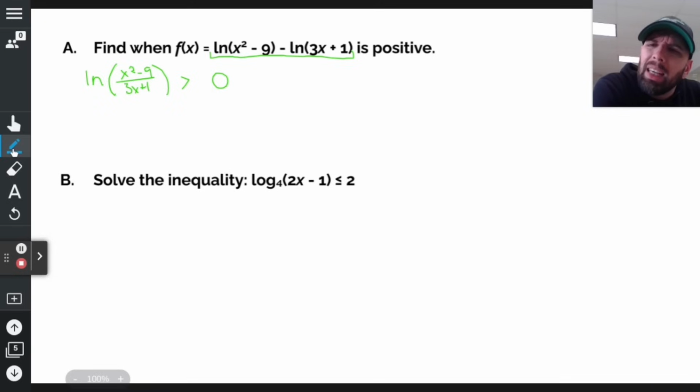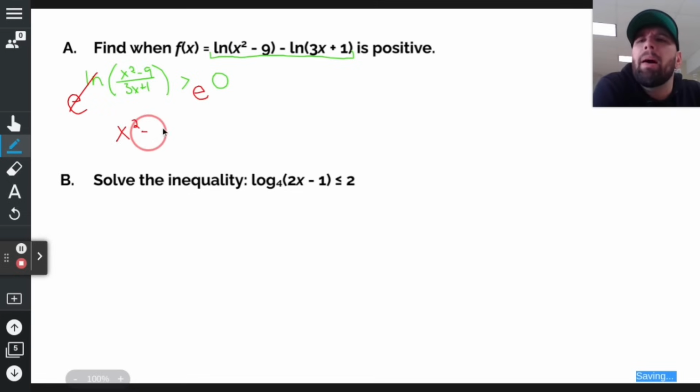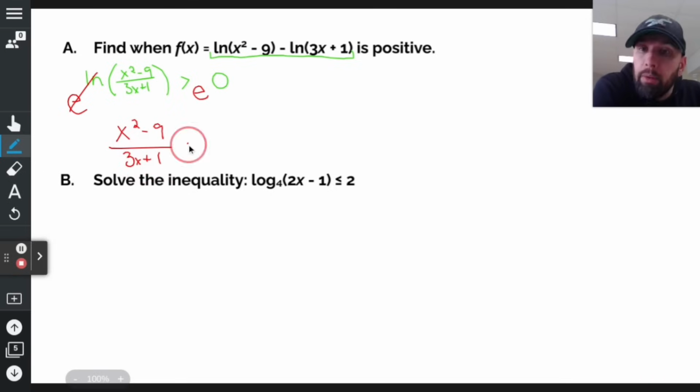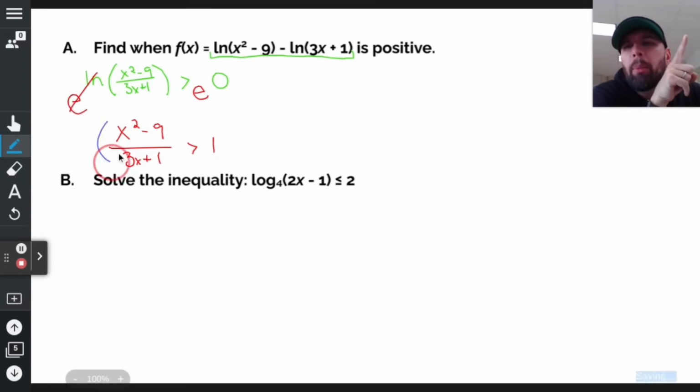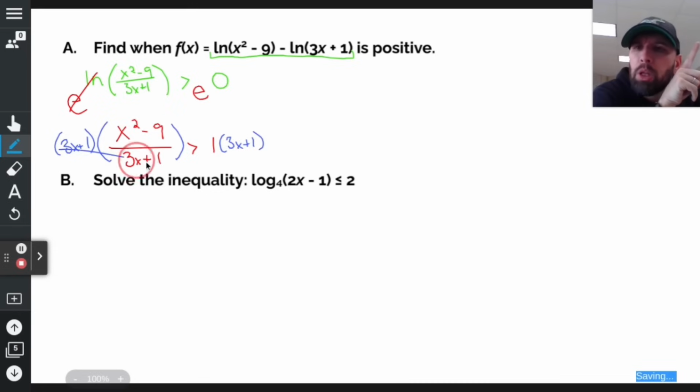What I'm going to do is I'm going to e to the both sides. You might be thinking, should we factor that? No. You'll see. E to the both sides. That crosses that out and leaves me with (x squared minus 9) over (3x plus 1) is greater than e to the 0. That's 1. So greater than 1. Oh, I know what I can do. I can multiply both sides by the denominator. Like so. And that leaves me with x squared minus 9 is greater than 3x plus 1.